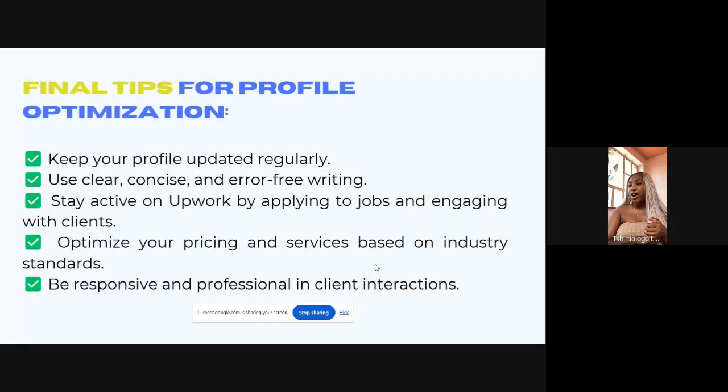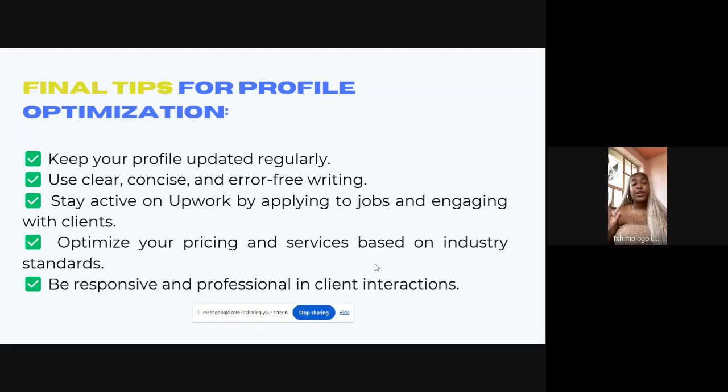And then we are at final tips. So basically, just to incorporate everything I've said, keep your profile updated. Use clear, concise, error-free writing. There was a client I was speaking to. I sent them a resume of a freelancer, and they didn't even take 5 minutes to look at the resume. They just saw spelling errors and the fact that it wasn't aligned. They were like, "I don't want to work with this person. They seem like someone who is not serious about the work that they do." Just from that, they didn't even have a conversation with them.